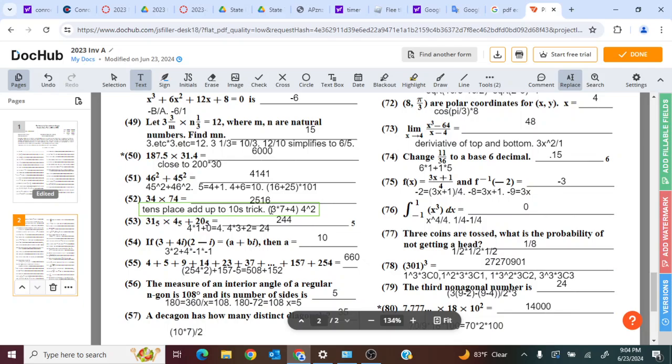Tens place out of the tens trick. That means we use 4 squared, right, 16. And then you do 3 times 7 plus this 4, so 25.